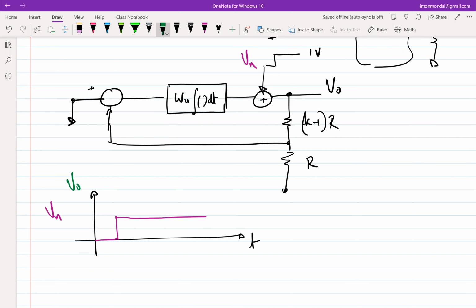So I heard something from this side. What was it? It will be a ramp from the time you have the step, and it will keep on ramping. Okay, so this is one possible scenario, that it keeps on ramping. Any other scenarios?